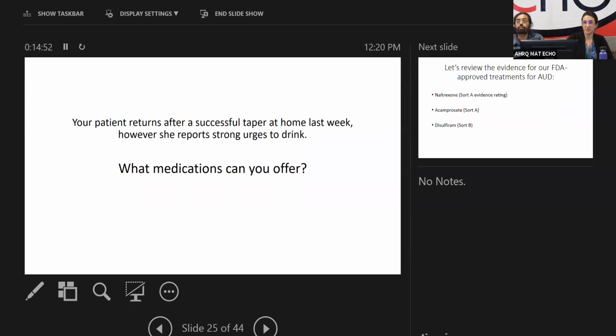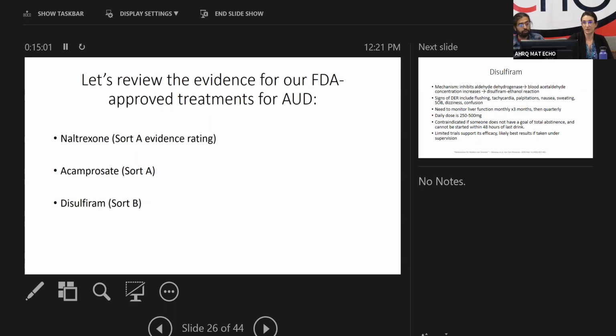Okay, so your patient returns after a successful taper at home, but she's having very strong urges to drink. So what medications can you offer? So we're going to go through the evidence for the FDA-approved treatment for alcohol use disorder. Our strongest evidence is for naltrexone and then long-acting naltrexone, the intramuscular injection, also known as Vivitrol, and acamprosate. And then disulfiram or Antabuse is also approved, however, doesn't have the same level of evidence.